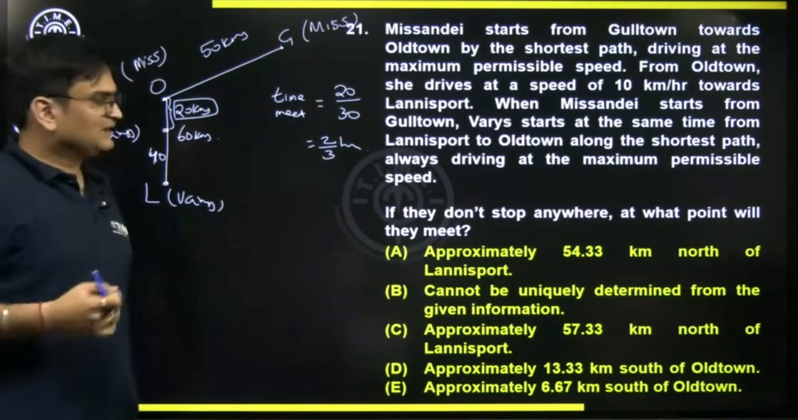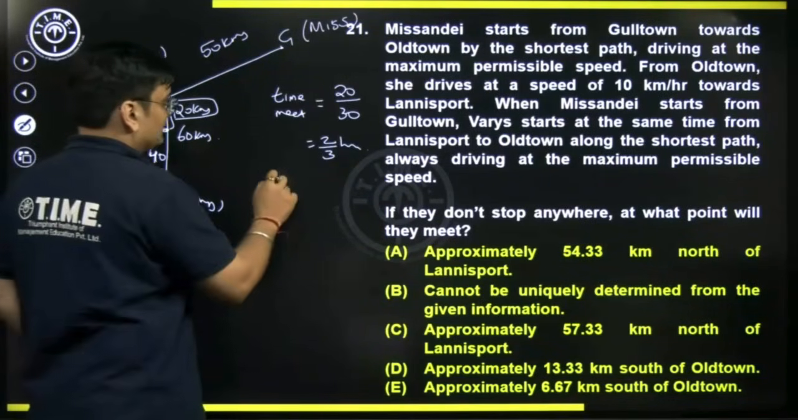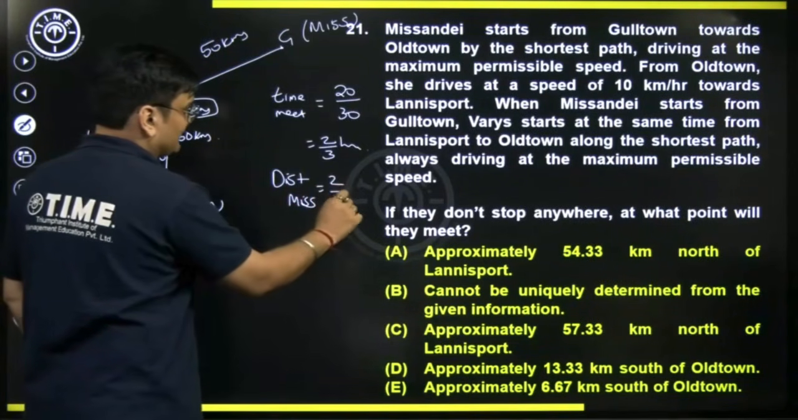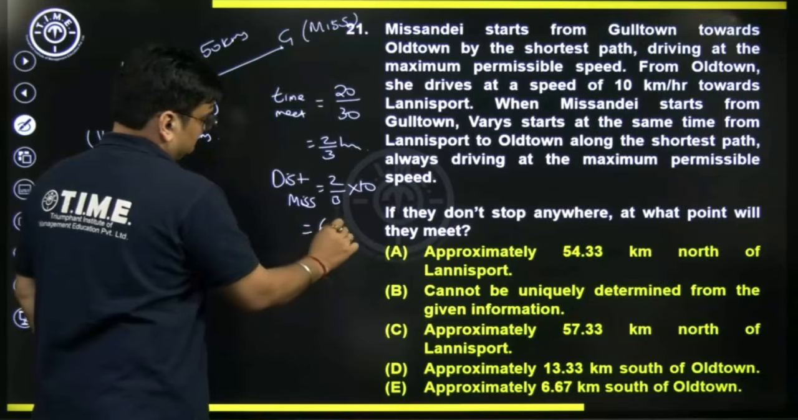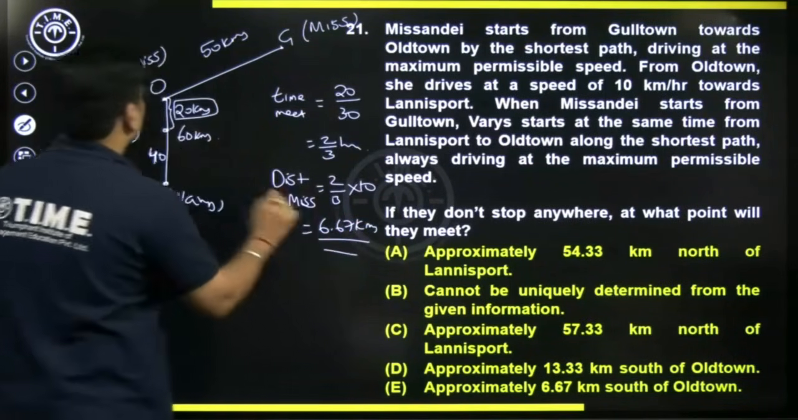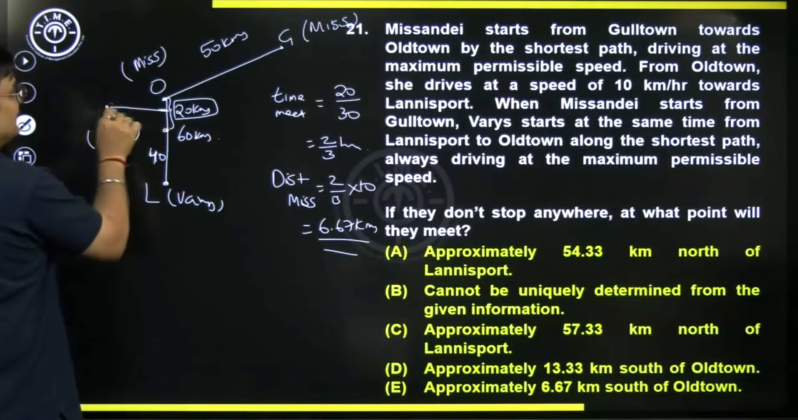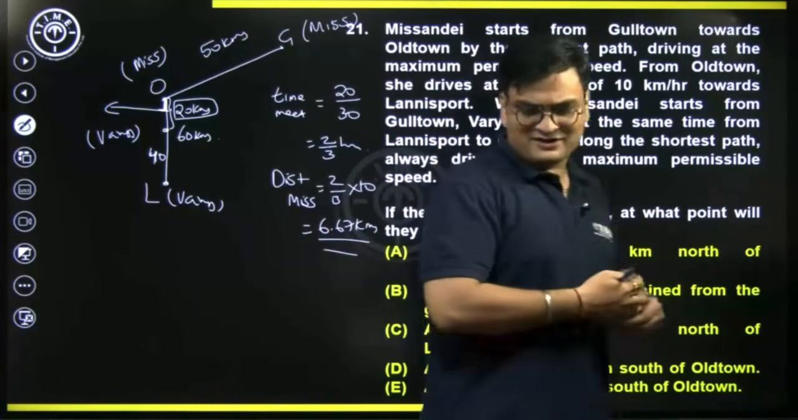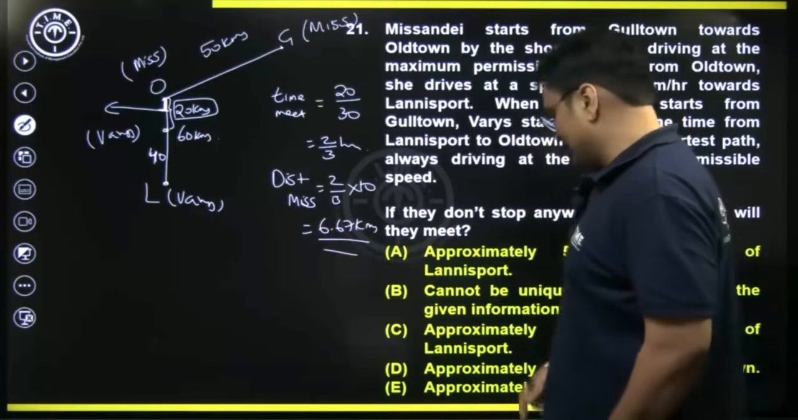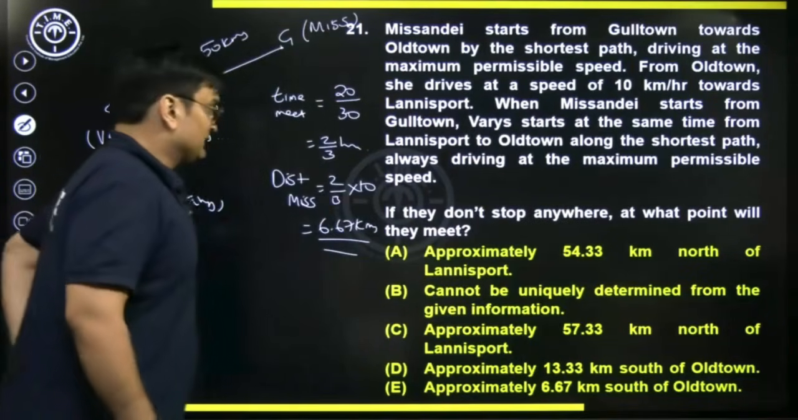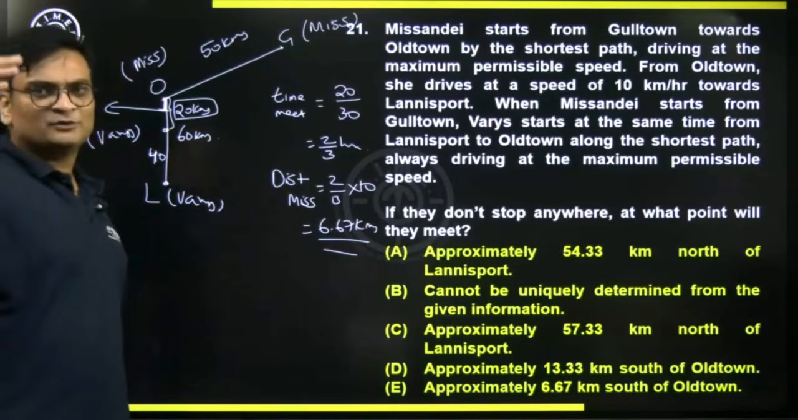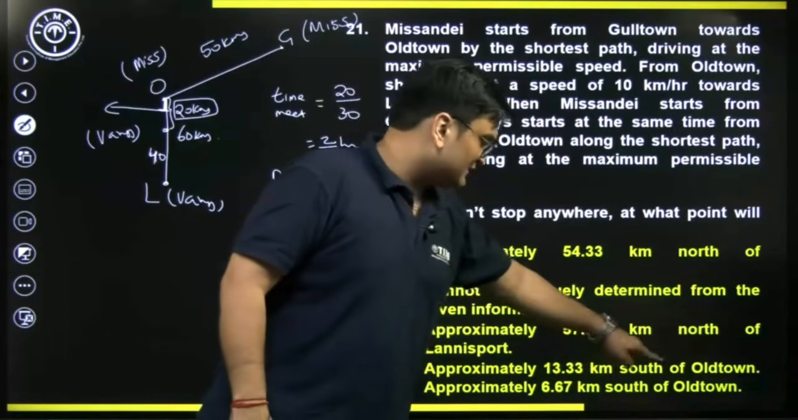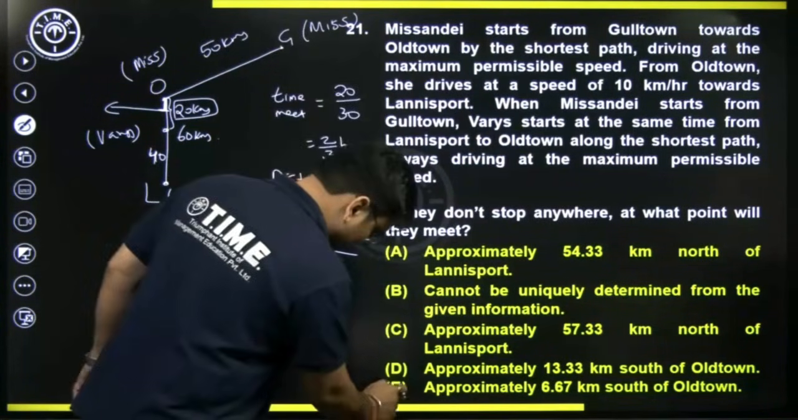Now, in 2/3 of an hour, how much will be the distance travelled by Missandei? So, distance travelled by Missandei in this 2 by 3 hours will be 2 by 3 into 10. So, that means the meeting is going to happen somewhere here, and this distance is 6.67 kilometers. That is what we get to know, the basic time, speed, distance question. Now, once we know that, if they do not stop anywhere, at what point will they meet? So, the meeting here, 6.67 kilometers south of O, we can say. So, option choice E, approximately 6.67 kilometers south of Old Town, will be the correct answer.